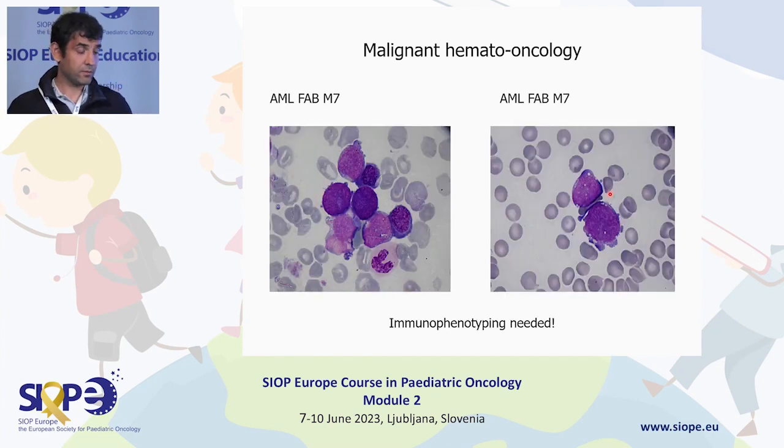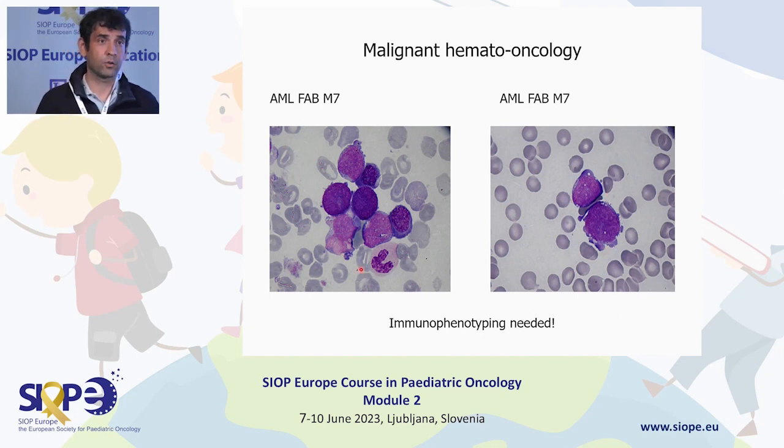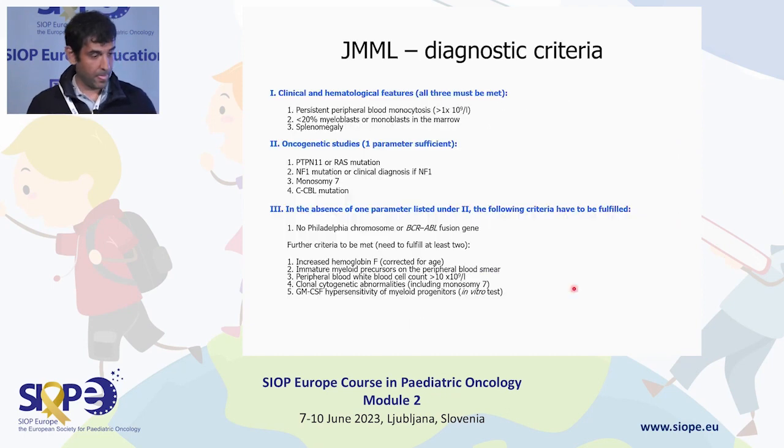M7, this is very important also to know about because it typically occurs in patients with constitutional trisomy 21. You have the cells with this very typical cytoplasmic pseudopodia. Here you can see them. Here you can see them.